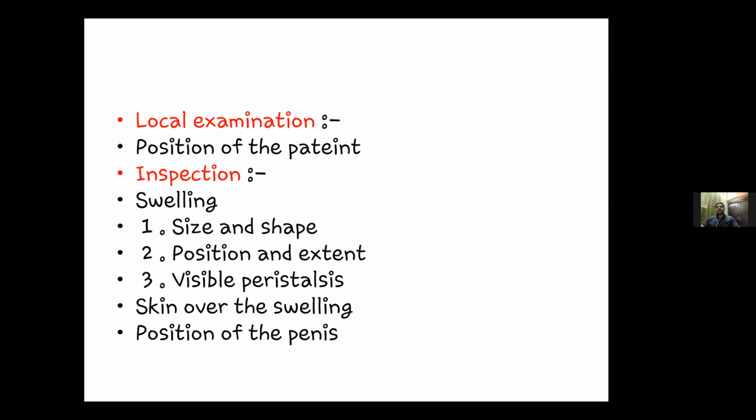Next, it is the position and extent. It is straightforward that in case of inguinal hernia, usually the swelling extends from the inguinal region to the scrotal region. In case of femoral hernia, usually the swelling appears below the inguinal ligament, followed by which it ascends up.